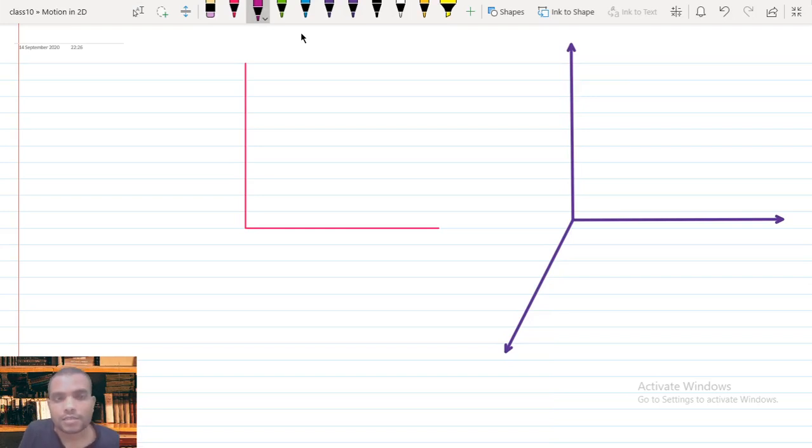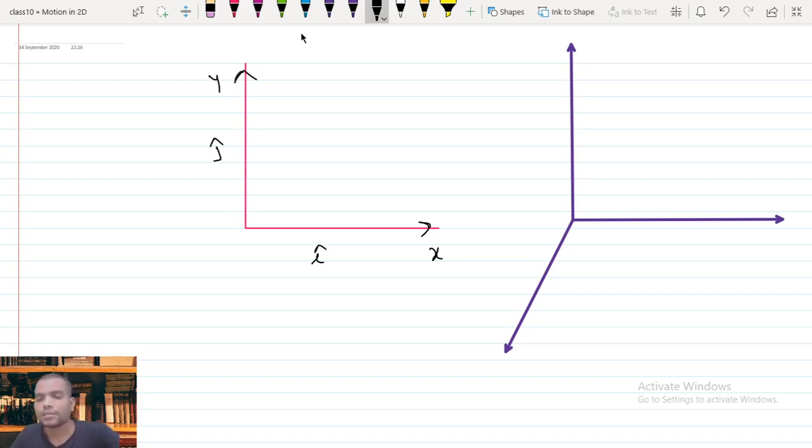In my previous class I was trying to explain vectors in two dimensions, how we represent a vector in two dimensions and in three dimensions. And we talked about unit vectors. i cap is the unit vector along the x-axis and j cap is the unit vector along the y-axis in two dimensions.